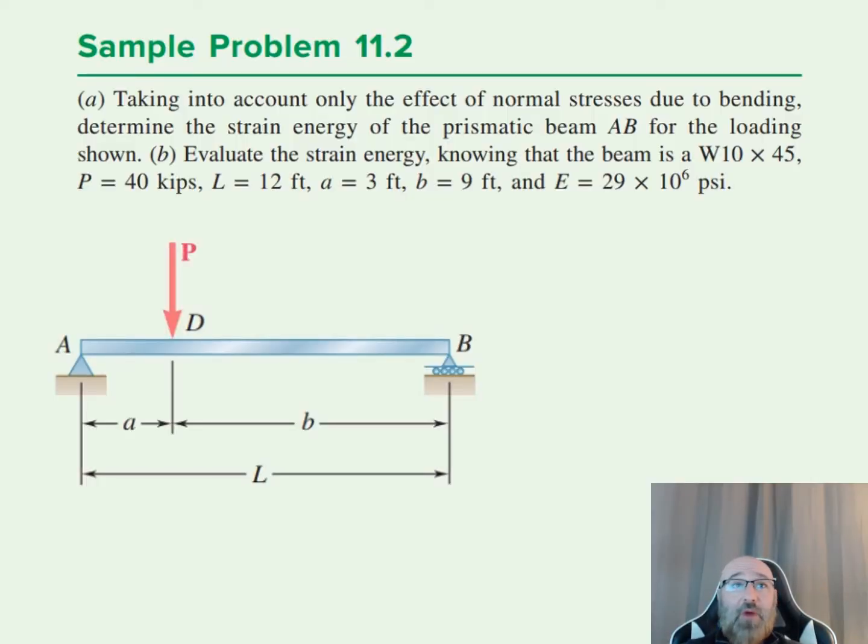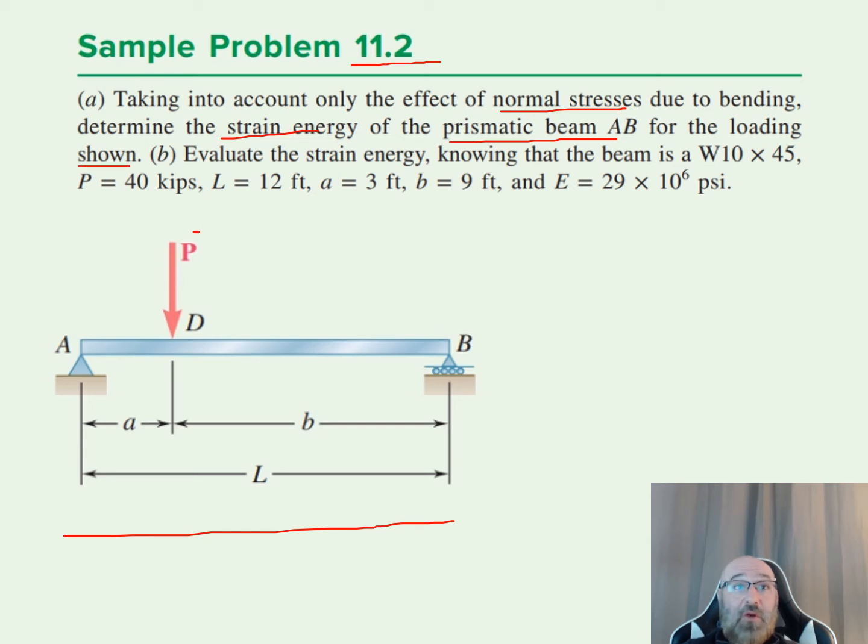So now let's take some of that theory and the governing equations we saw within this module and apply them to a sample problem. Let's take a look at our sample problem 11.2. There are going to be 2 parts to this problem. In part A, they're asking us to take into account only the effect of the normal stresses due to bending and then determine the strain energy for the prismatic beam AB that we see down below here for the loading that's shown.